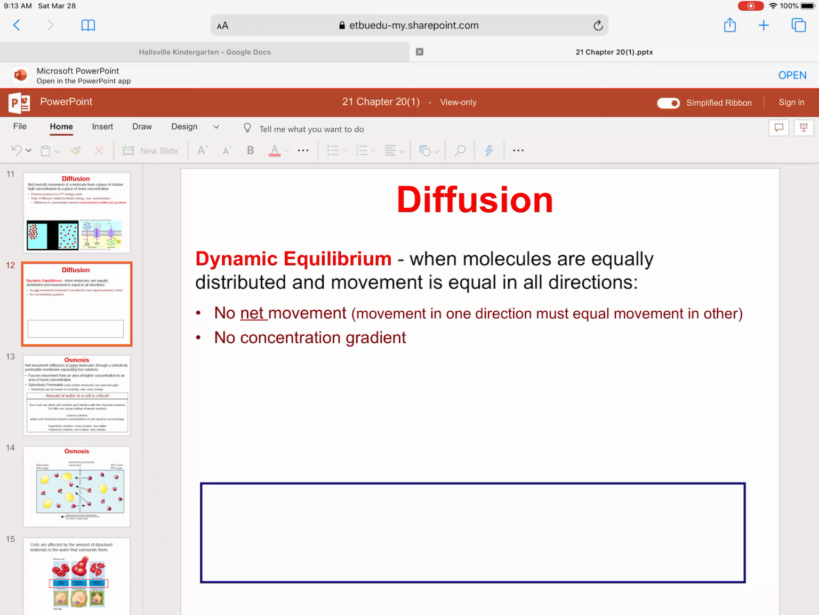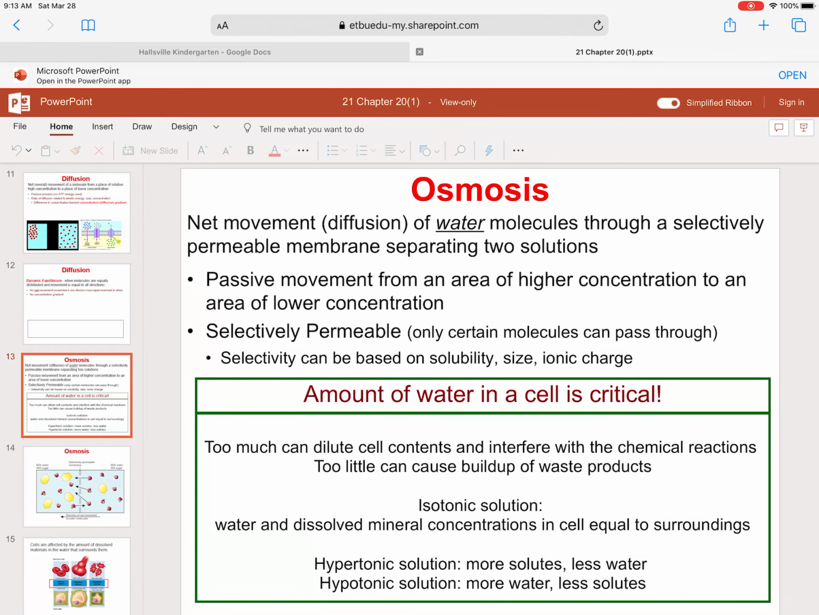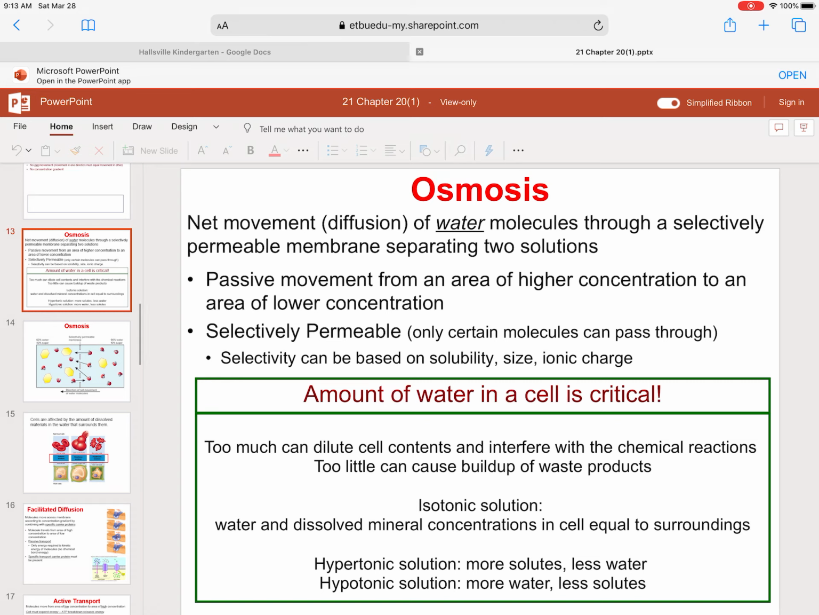It means if one molecule moves outside the cell, well then another molecule has to move inside to maintain that equilibrium number-wise. Now osmosis, on the other hand, is net movement. So it's the same thing we just talked about, diffusion, but it's specifically of water molecules. So we're not talking about trading cards like actual objects or molecules, but we're talking about water moving.